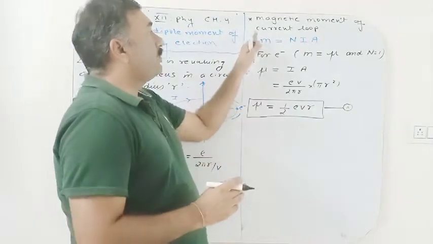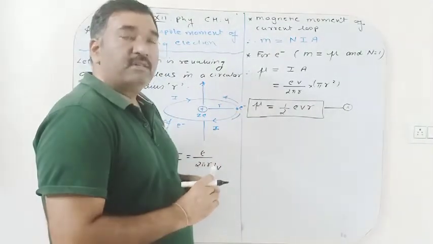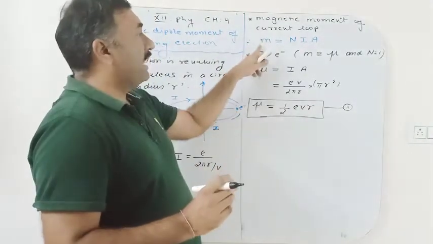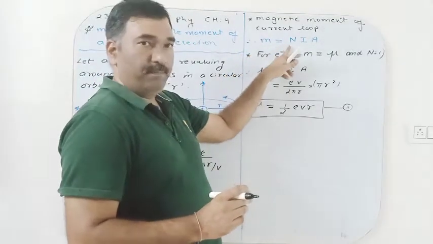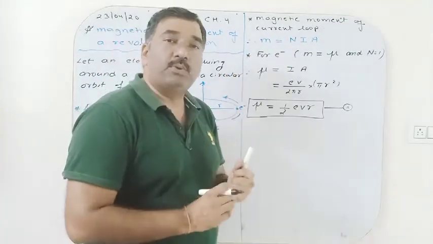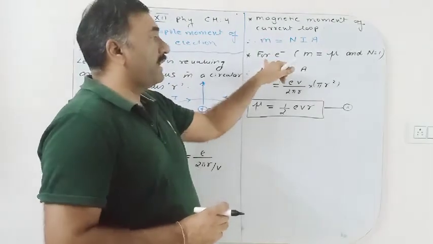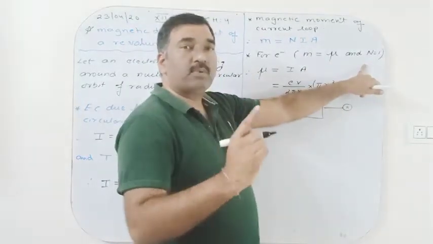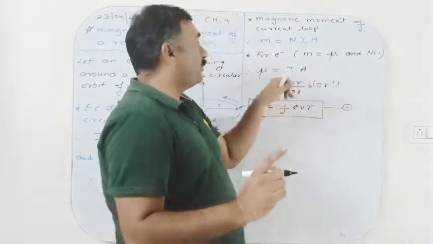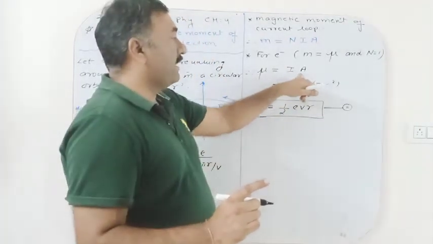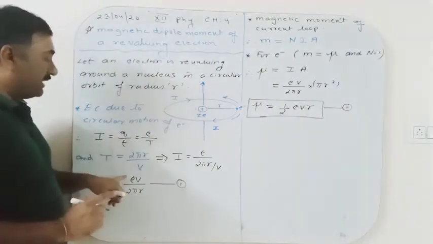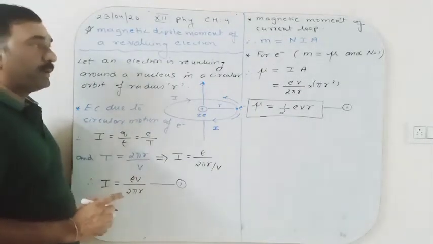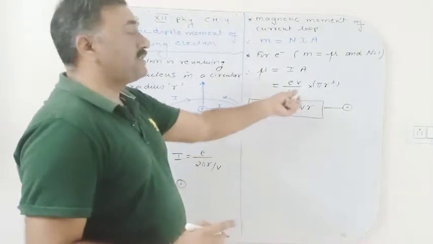Now we know the formula for the magnetic moment of a current loop: M is equal to NIA, and here the electric current is due to the electron. For the electron we take M as mu, and N is equal to 1, because there is only one loop. So mu is equal to IA. What is I? Already we have derived I is equal to EV divided by 2 pi r, and the area of the loop is pi r square.